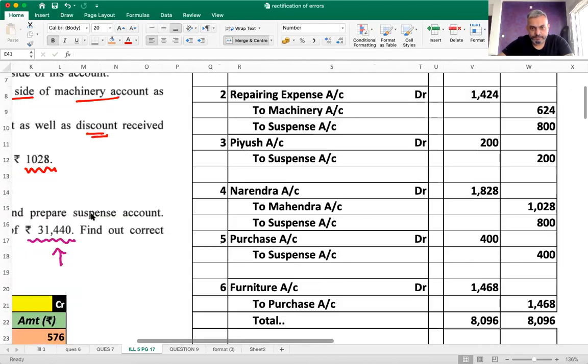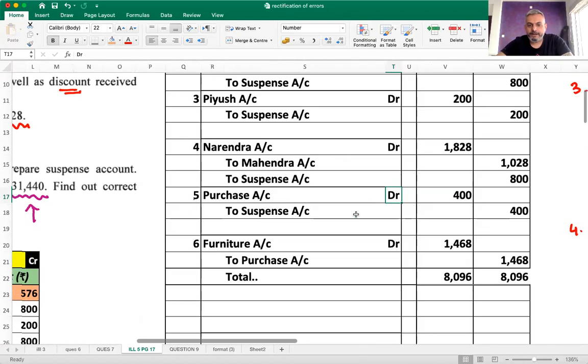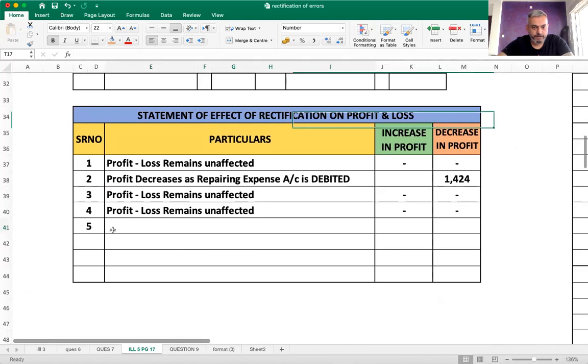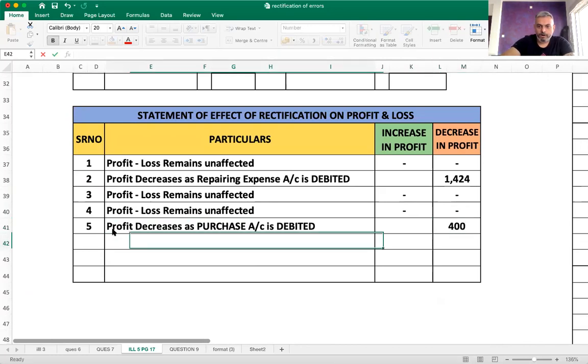Fifth, परचेज अकाउंट, गुड्स अकाउंट डेबिट हो रहा है तो प्रॉफिट पे क्या इंपैक्ट होगा? डेबिट होगा तो decrease. Profit will decrease. So we write down fifth one, profit decreases as purchase account is debited. So decrease column में 400.